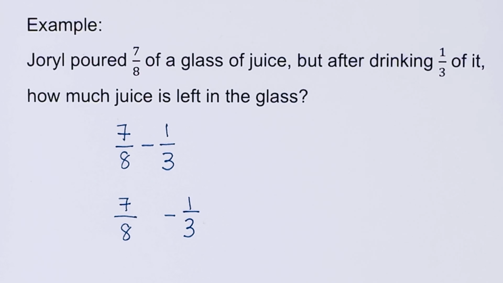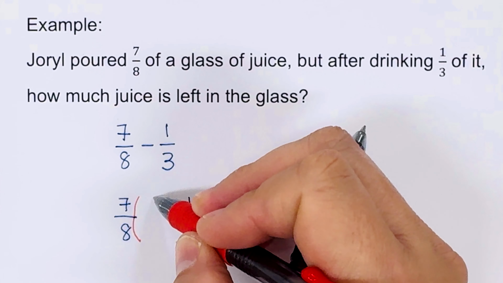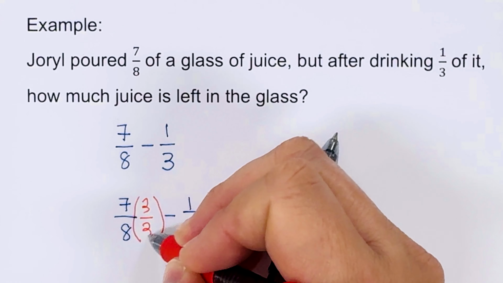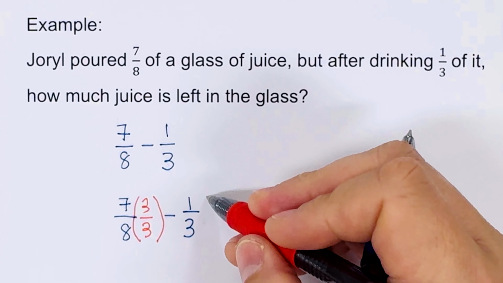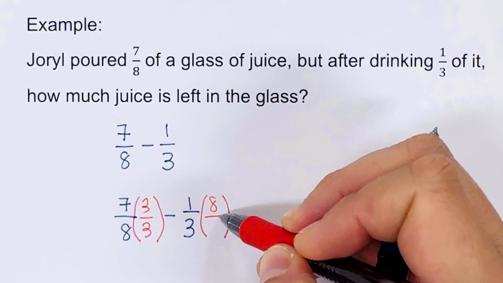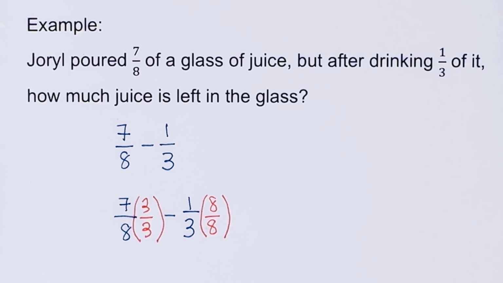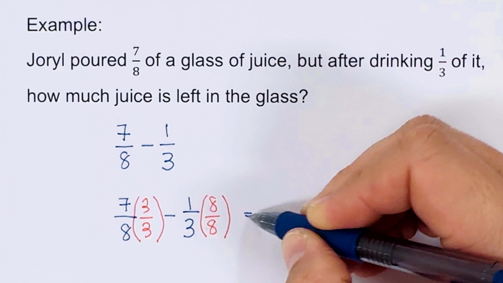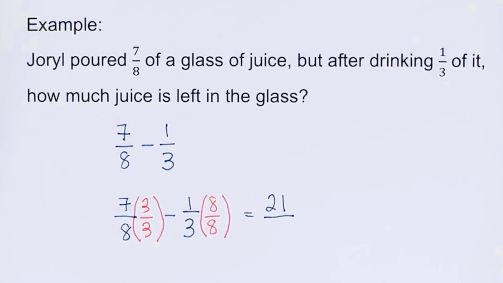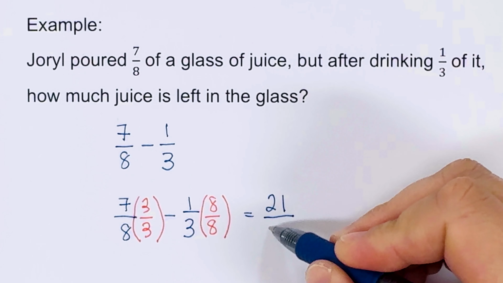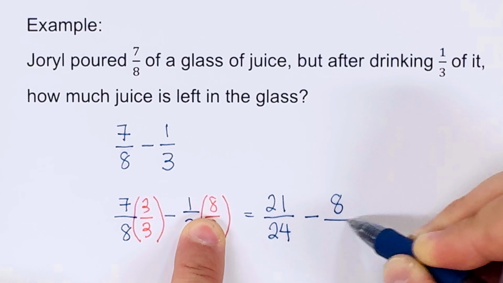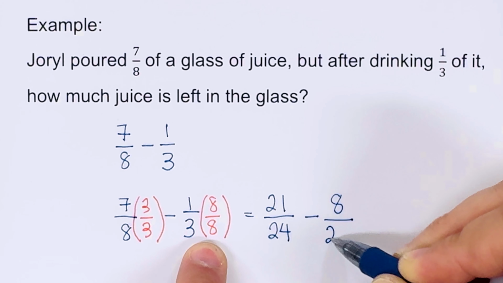Using the giant 1 method, we are going to multiply the first fraction by 1 in the form of 3 over 3. And then we are going to multiply the second fraction by 1 also, in the form of 8 over 8. And then we go ahead and simplify this further. So this would come out 7 times 3 is 21 over 8 times 3 is 24. And then that's minus 1 times 8 is 8 over 8 times 3 is 24.